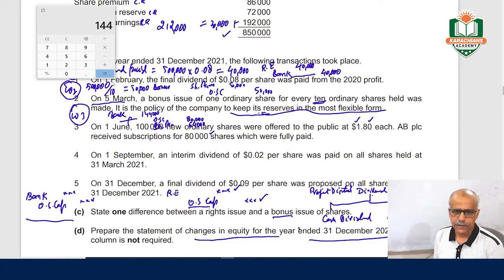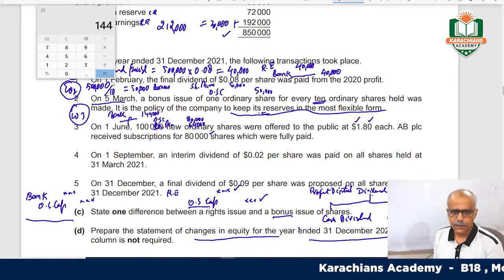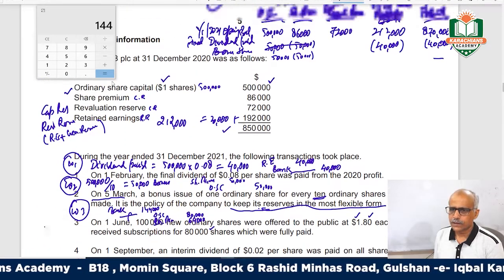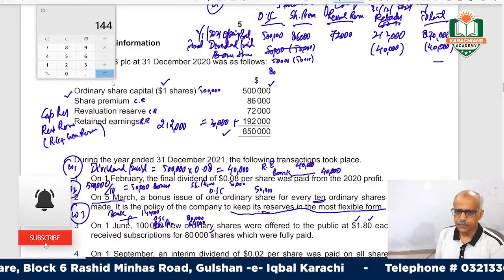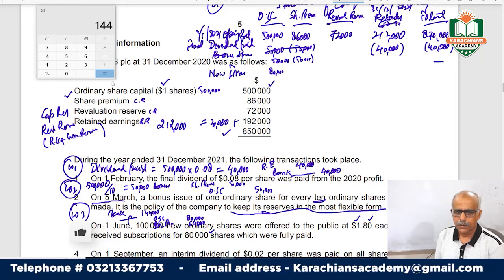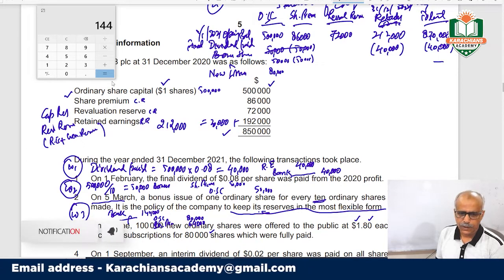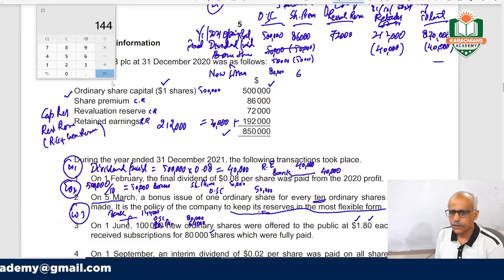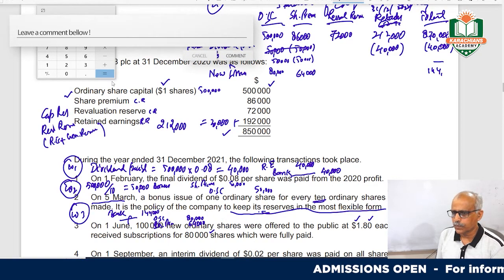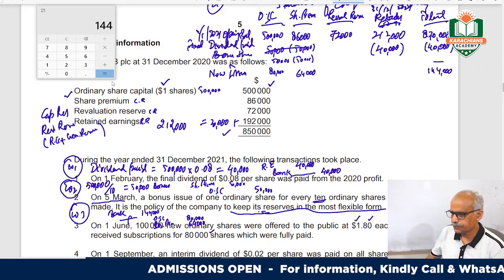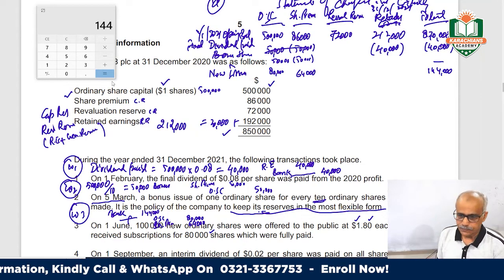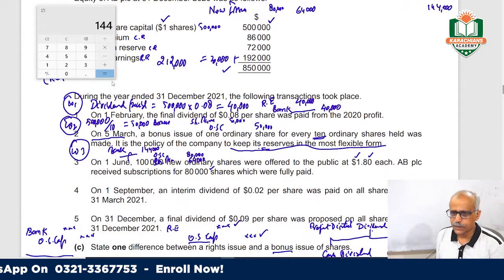So if we update this, this is a new issue. So 80,000 increasing your capital, new issue, and your premium is increasing by 64,000, right? So your total, there is an impact of 144,000 in your equity. So actually we are running short of time and we have to finish it quickly. Now we have done with this.